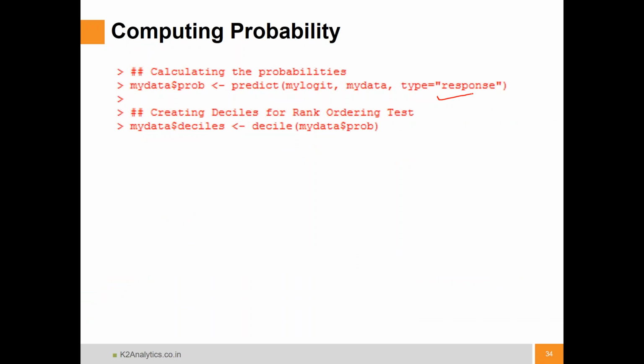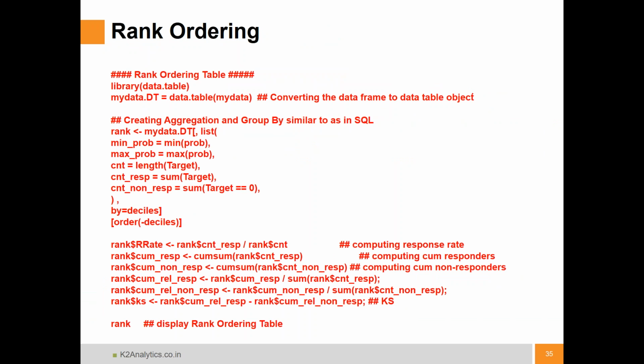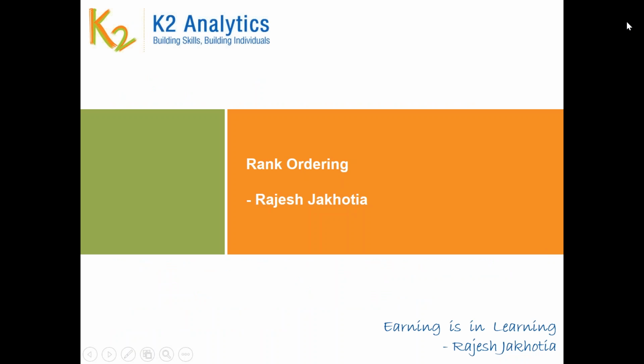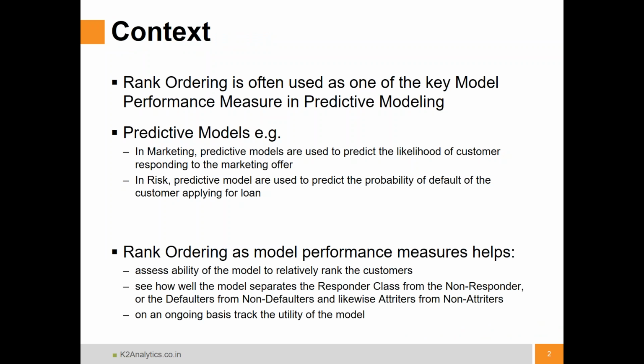Now we are entering into a concept which is called rank ordering. Let me open a new presentation to explain the concept of rank ordering. First we'll understand the concept and then we'll build a rank order table. Okay. Rank ordering is one of the most used model performance measures.